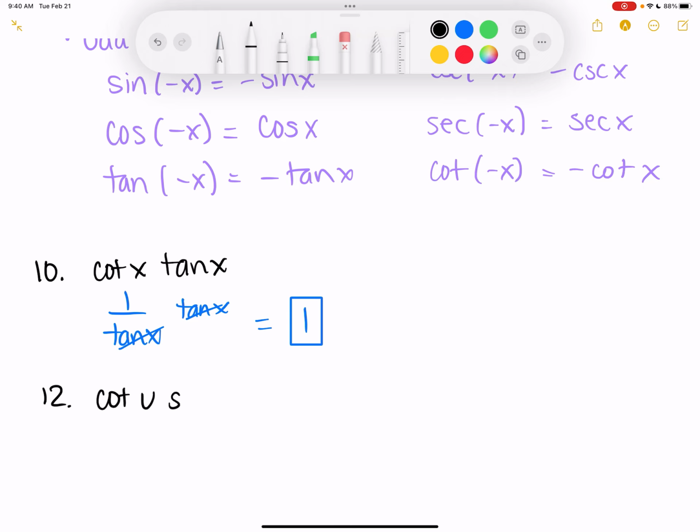Cotangent of u times sine of u. I don't care what letter you use, u or theta or x, whatever. You would change it back into x. It's ugly. When it's anything other than x, I just get scared. I'm like, why is it different? It's literally just a variable. It doesn't matter. Let's change cotangent of u with cosine u over sine u. Yep, cosine u over sine u times sine of u. Sine cancels, left with cosine of u.